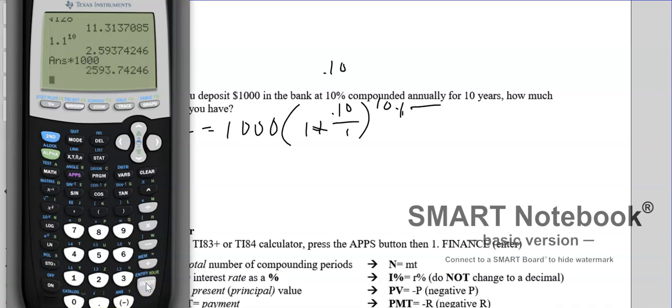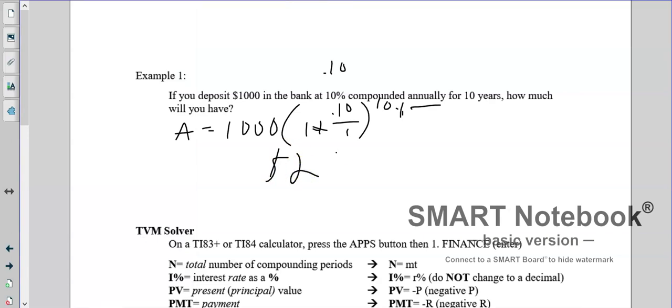And there's our answer. $2,593.74, careful with the rounding. It's 74 cents, and it's 4 because the third number was a 2, which means you round down, and round down means stay the same.